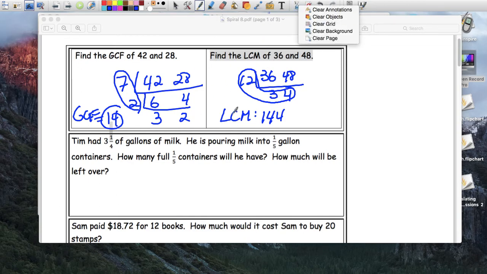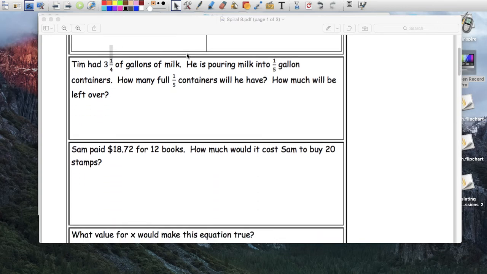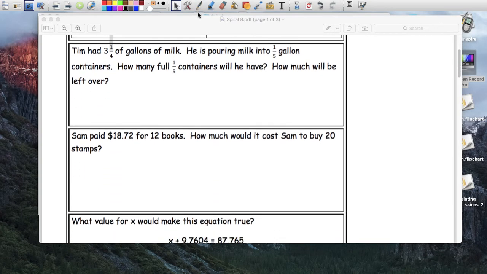I do want to say show work for this one. I won't give you credit if there's nothing shown here. Division problem. Okay, so he has 3 and 1/4 containers, and we want to put that in 1/5 gallons. So how many 1/5 gallons can we get out of this?